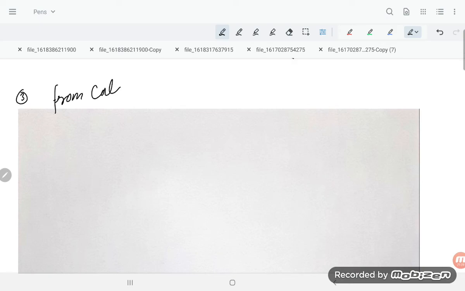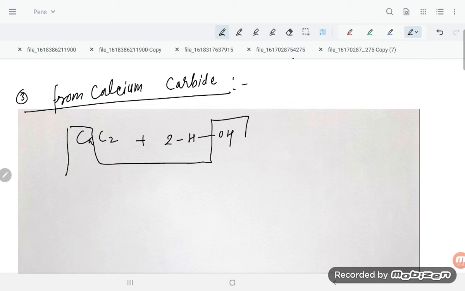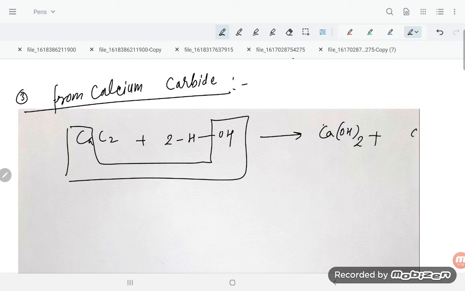Next method, the third method, is from calcium carbide. So how can you study the preparation of alkyne from calcium carbide? Calcium carbide is CaC2, and if you treat it with 2HOH, calcium will come out in the form of calcium hydroxide, Ca(OH)2, and another product is C2H2, ethyne, which is also formed.